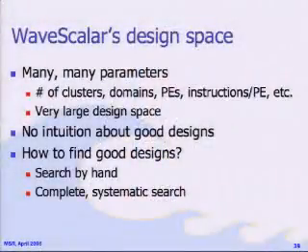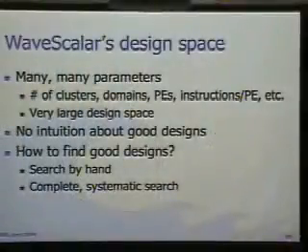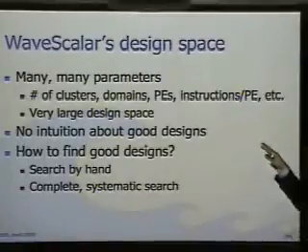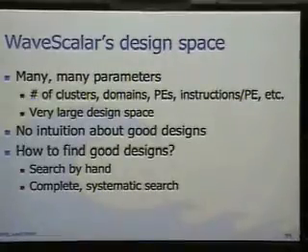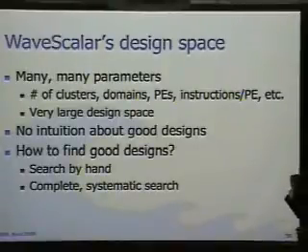So the first question that I'm going to address is how we explored the WaveScalar design space. There's a whole bunch of parameters that define a particular instance of a WaveScalar processor, things like the number of clusters, the number of domains, the number of PEs, the number of instructions per PE, and so forth. So the design space is very, very large. To make matters worse, there's no good intuition about how these different parameters should affect bottom line performance. If I was building a von Neumann processor, I could look at the history of von Neumann designs and get a pretty good idea about how turning some of these knobs would affect how bottom line performance would react. Here we're more or less flying blind.